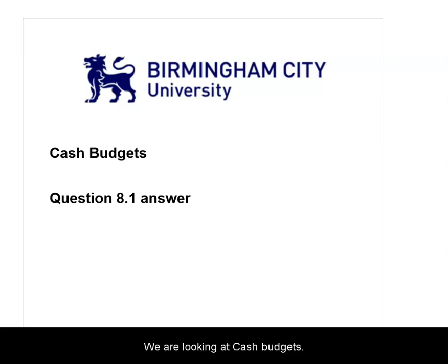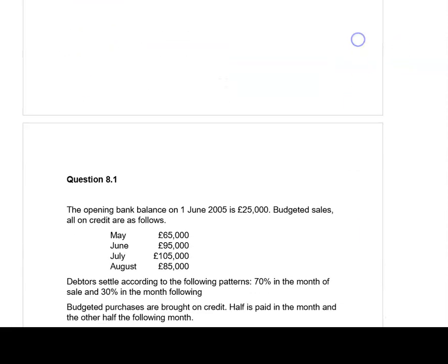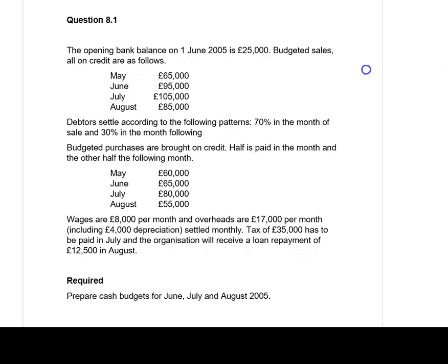Hello, today we're looking at cash budgets. We'll be examining question 8.1. Here is the information regarding the question.